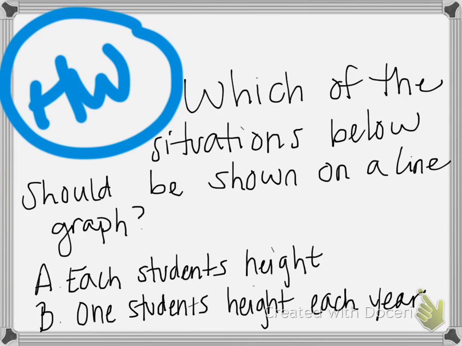What I would like you to do tonight is to think about which of the situations below should be shown on a line graph. The data showing each student's height in a class, or the data showing one student's height each year throughout elementary school. So how tall were they in kindergarten, how tall were they in first, how tall were they in second, etc. So thinking about why I used my line graph for this situation, which of these situations follows that same criteria, and we'll continue practicing with our graphs in the morning.